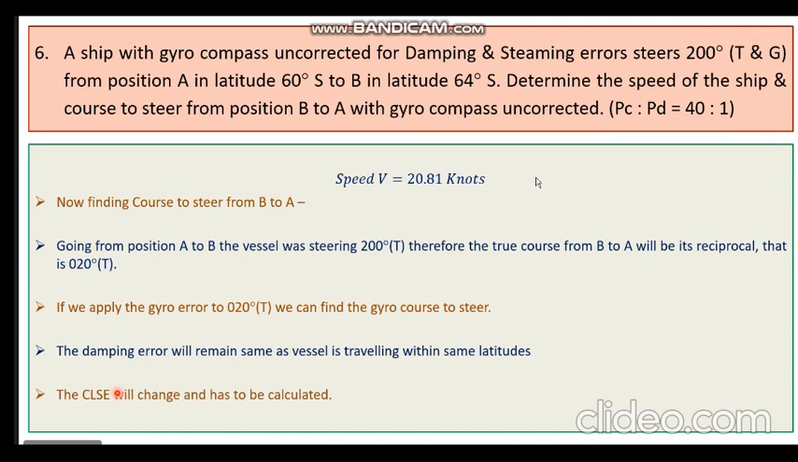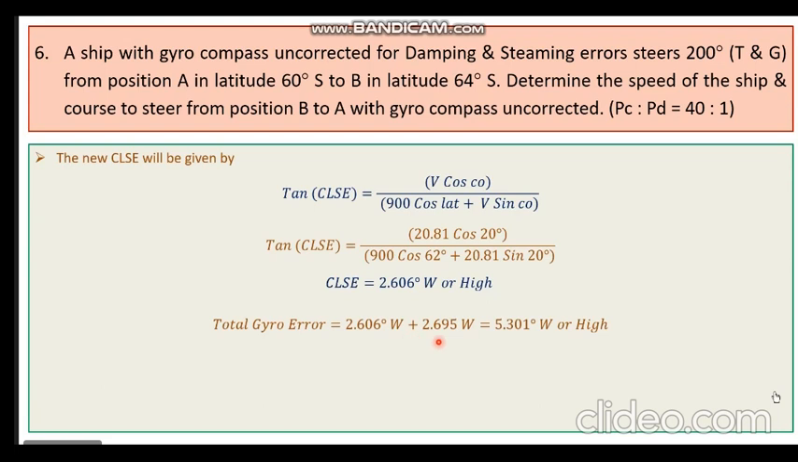So beta up to here, we are okay. Plus the damping error, which is 2.695 degrees west, giving us a gyro error of 5.301 degrees west or high.